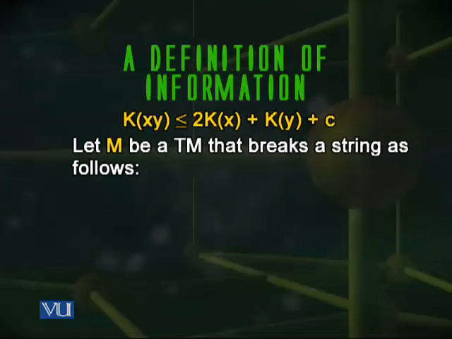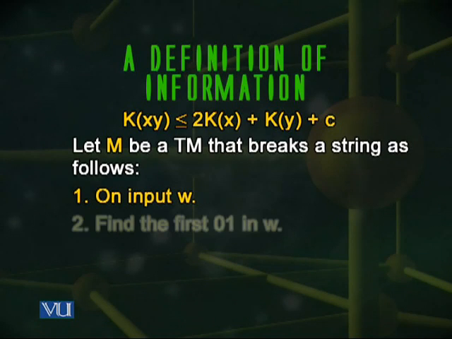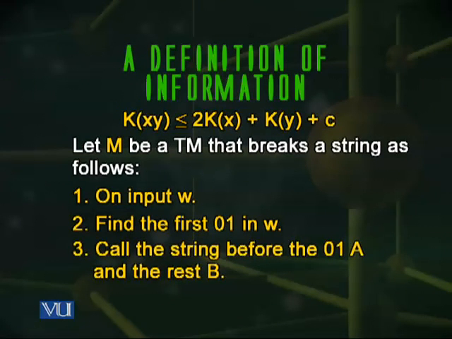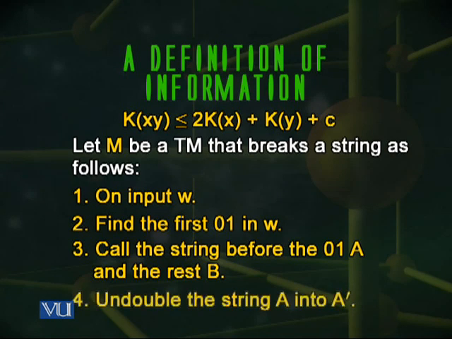Let M be a Turing machine that breaks its input string as follows. On input W, M finds the first 0, 1 in W. Then let's call the string that comes before 0, 1 as A, and the rest of the string, the one that comes after 0, 1, B. M undoubles the string A into A prime. So what M does is every time it sees a 0, 0 in A, it puts a 0 in A prime. If it sees a 1, 1 in A, it puts a 1 in A prime. This is what we're saying undoubling of a string.